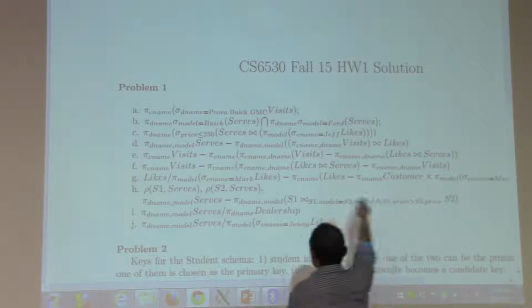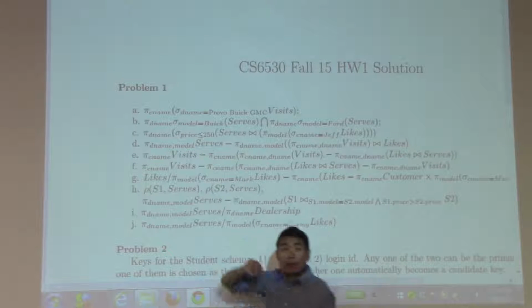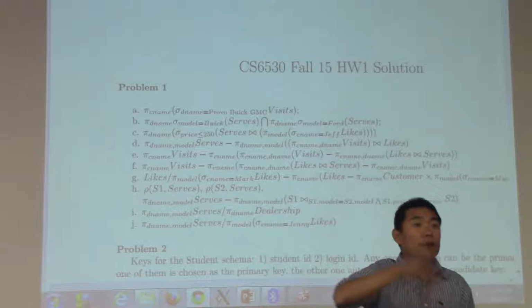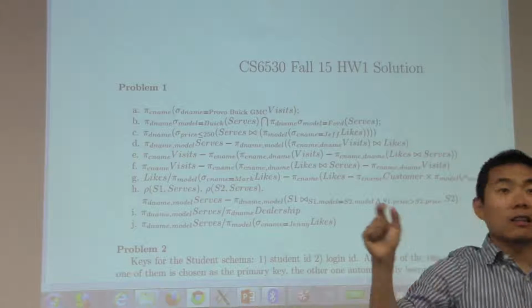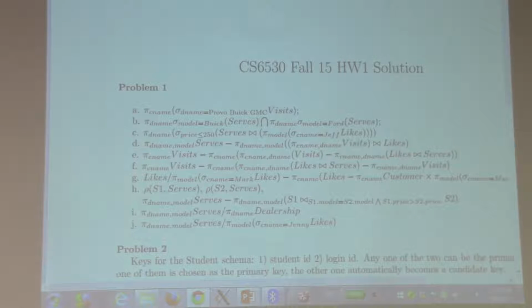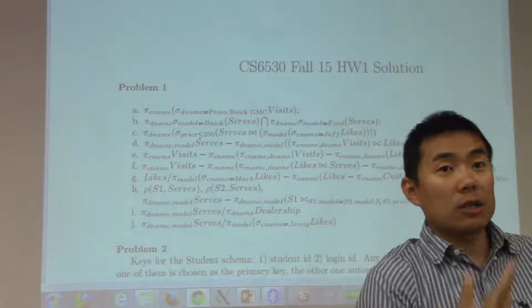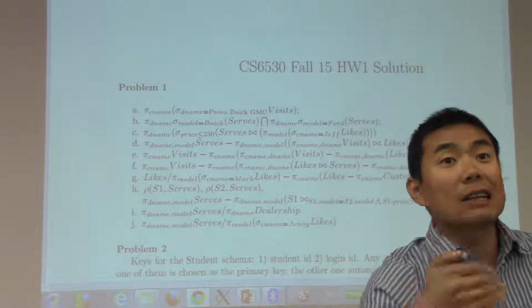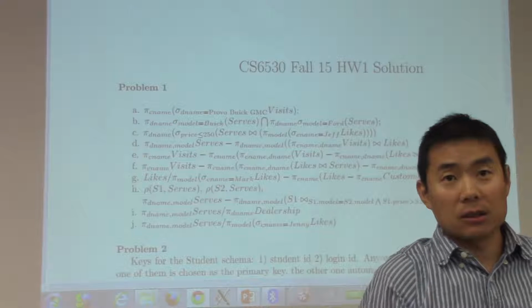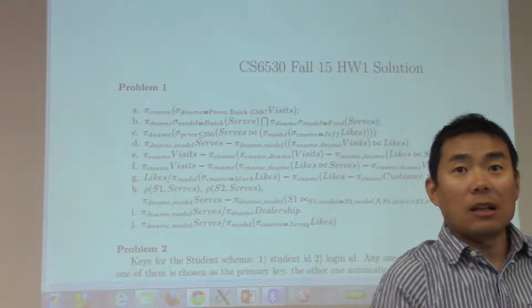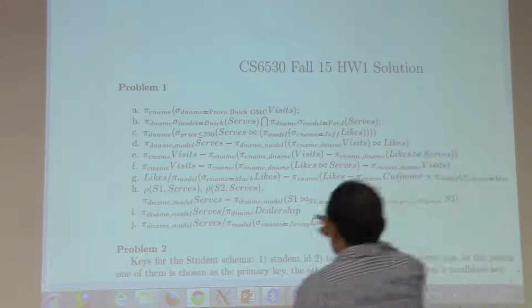Because after this step, I can print out the customer name. That gives me the list of customers who have visited at least one dealer, maybe more, but at least one dealer that serves none of the cars he or she likes. You have visited at least one such dealer. And that's the set of customers we're getting from here.